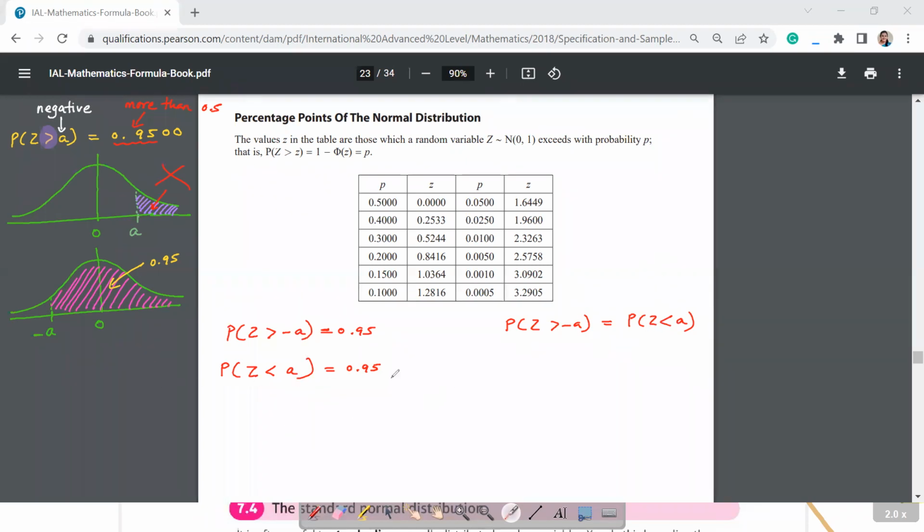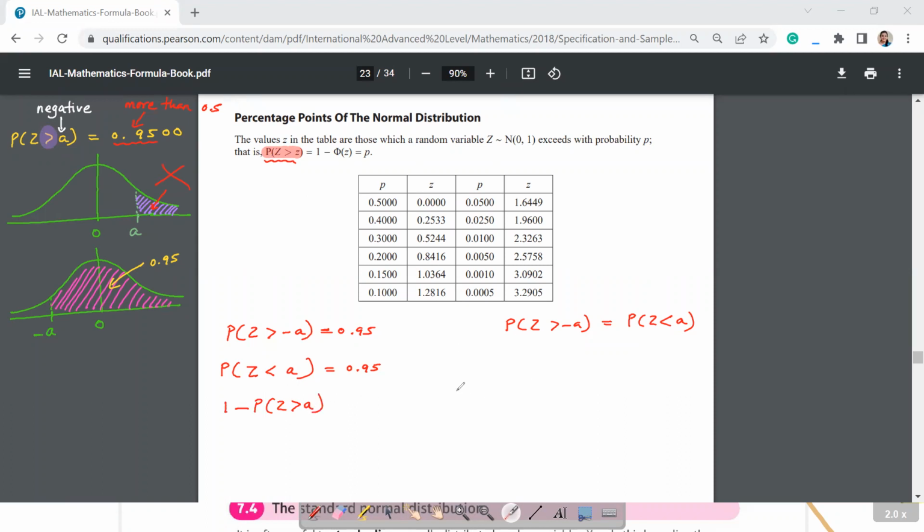So now we are working with the area behind. But to use this table, what do we need? We need probability Z greater than A to use this table. I don't want to work with Z less than, I want to work with Z greater than. The second table is in that format. So how do I convert to that format? Z less than A, you can convert by doing 1 minus probability Z greater than A.